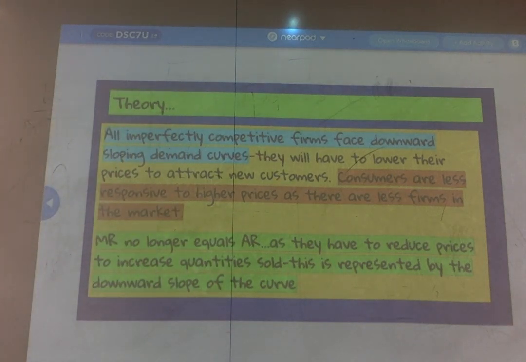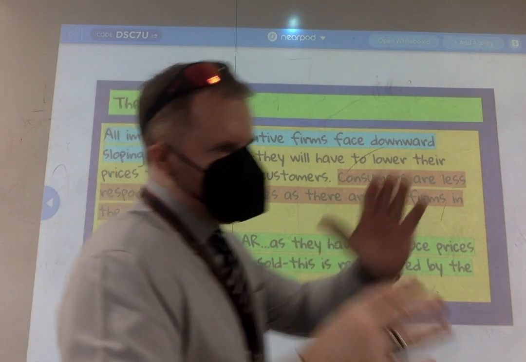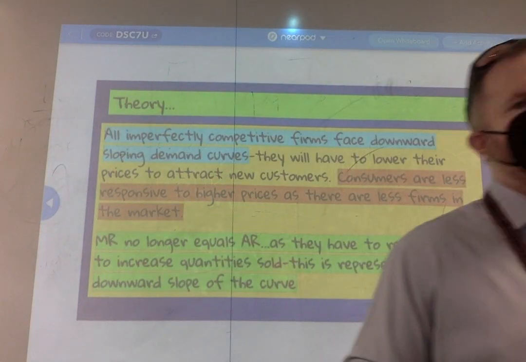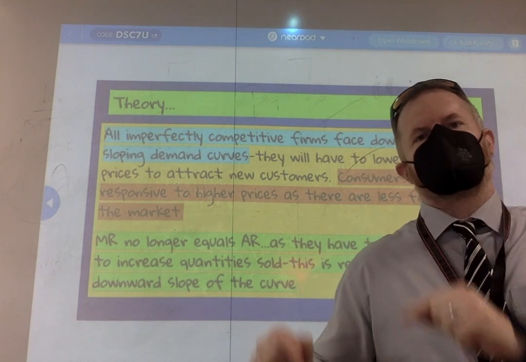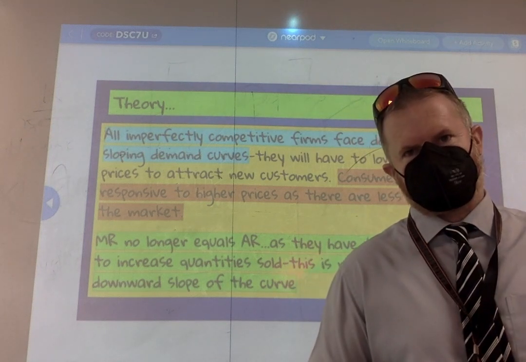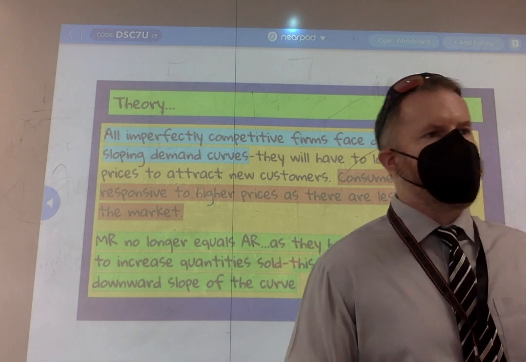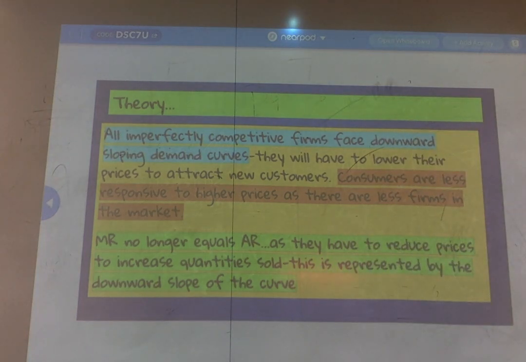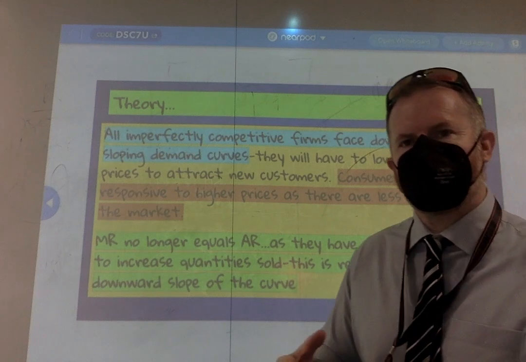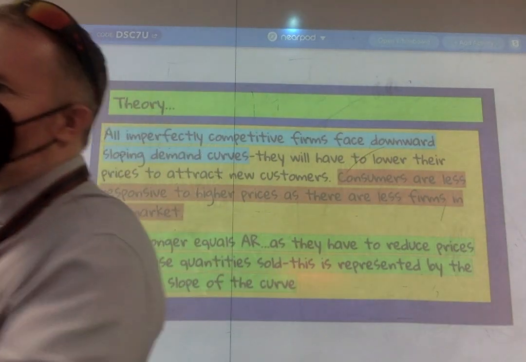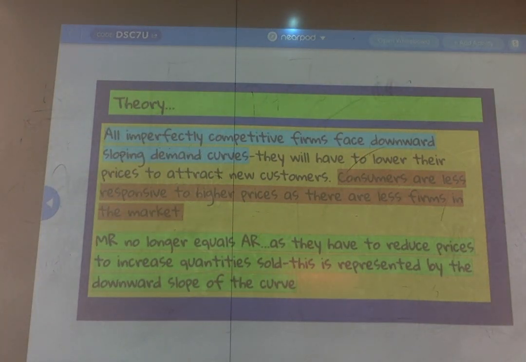So what we're actually suggesting here is that the demand curve is going to have different levels of elasticity depending where you are on the curve. So with higher prices, you're going to have a less elastic or more inelastic demand curve, and with lower prices, you're going to have a more elastic demand curve. That's going to be significant.